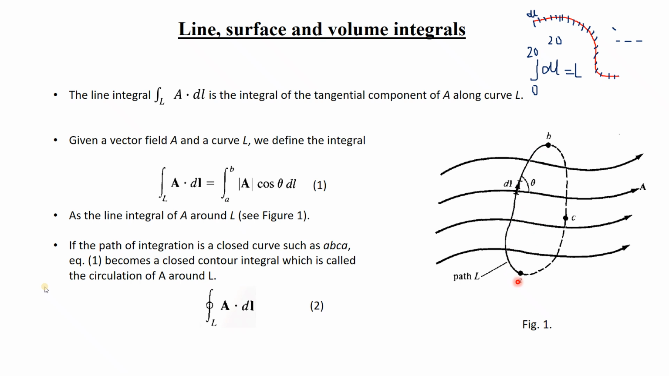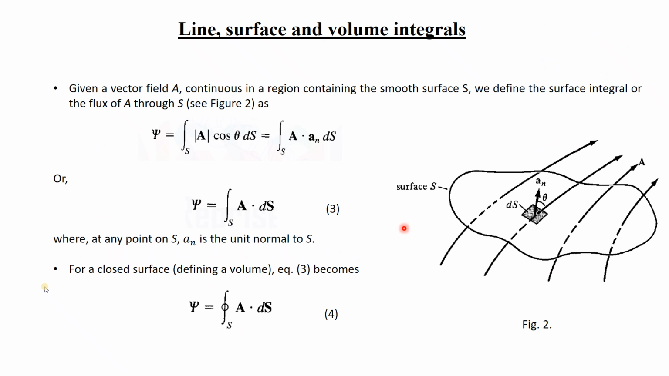So if you are traveling along a vector and you are not making a closed loop, then you travel from A to B, and you will write the line integral of A dot dl. But if you are traveling along a closed loop along a vector A, then you will write this closed integral. So it becomes a closed path. Now closed path is nothing but a surface, and it can also be represented like this. Given vector field A continuous in a region containing the smooth surface, it is a closed path. So closed path is a surface now.